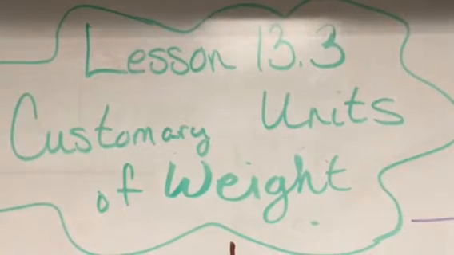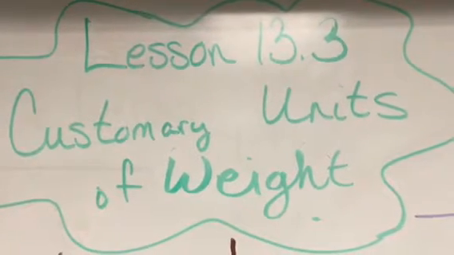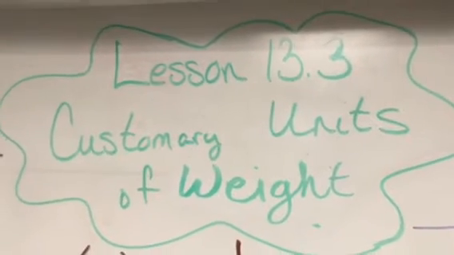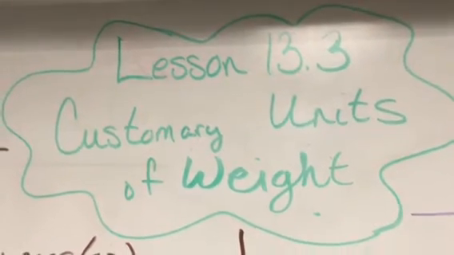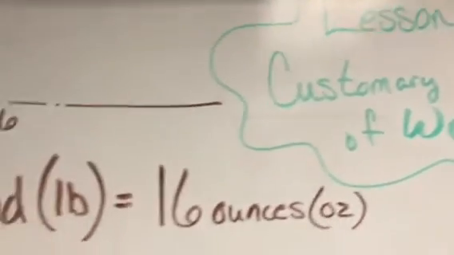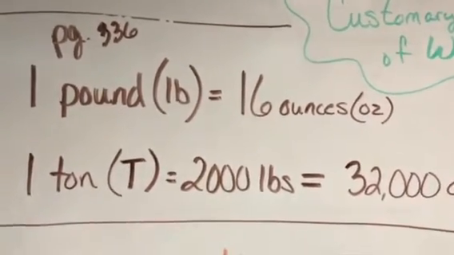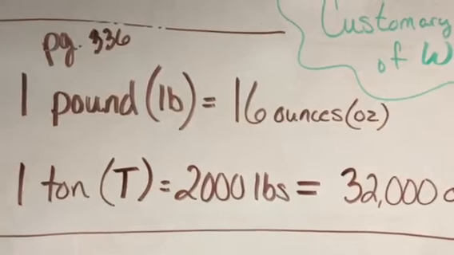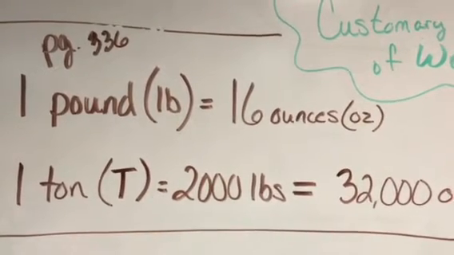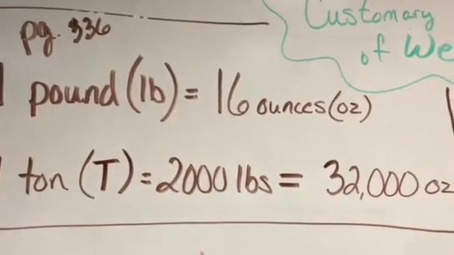Lesson 13.3, Converting Customary Units of Weight. Now this is going to be just like the last two units that we've had. This is the last one we're talking about the customary units. And so again, you can use page 336 and look at this conversion chart. 1 pound will equal 16 ounces, and 1 ton will equal 2,000 pounds, or 32,000 ounces.